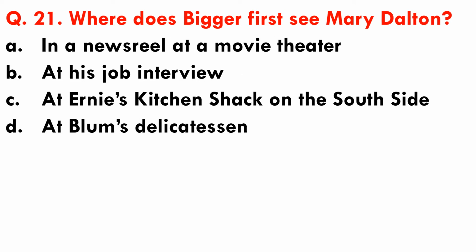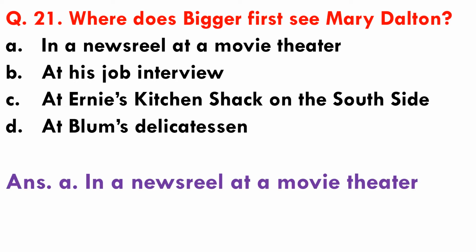Question number 21. Where does Bigger first see Mary Dalton? Options are A. In a newsreel at a movie theater. B. At his job interview. C. At Ernie's kitchen shack on the south side. And D. At Blum's delicatessen. So here Bigger first sees Mary in a newsreel at a movie theater. Option A is the correct answer.